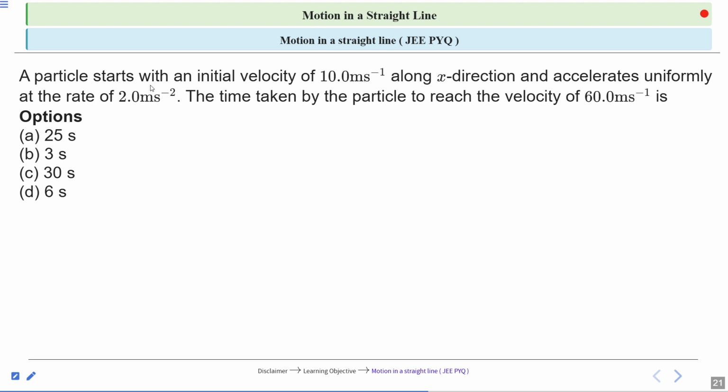A particle starts with initial velocity of 10 meter per second along x direction and accelerates uniformly at the rate of 2 meter per second square. The time taken by the particle to reach the velocity of 60 meter per second is what? Given options, option A is 25 second, option B 3 second, option C 30 second and option D 6 second. Think about it.